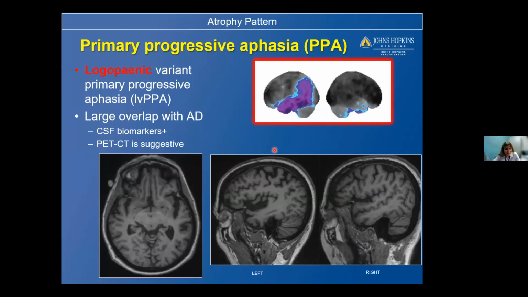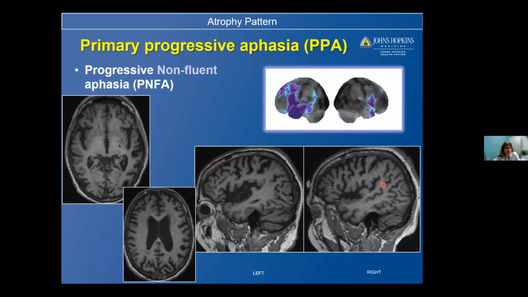The logopenic variant is more difficult to see on imaging, and again, there is considerable overlap with other FTD subtypes. There is predominantly left posterior temporal lobe, perisylvian, and parietal atrophy on MRI, but you see also some degree of anterior temporal atrophy. So logopenic dementia is also considered a variant of Alzheimer's disease, given that usually these patients have positive Alzheimer's disease CSF biomarkers and are amyloid PET positive. And progressive non-fluent aphasia, this is the last.